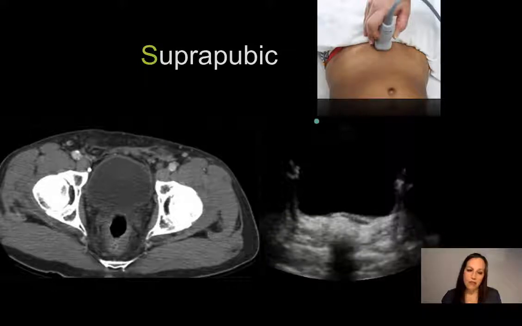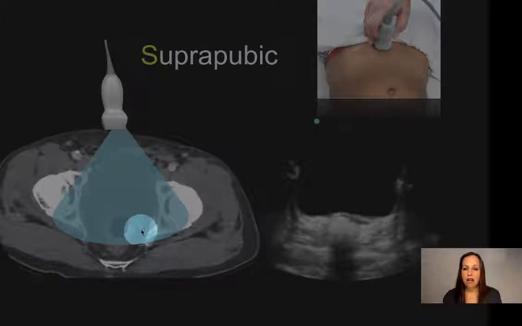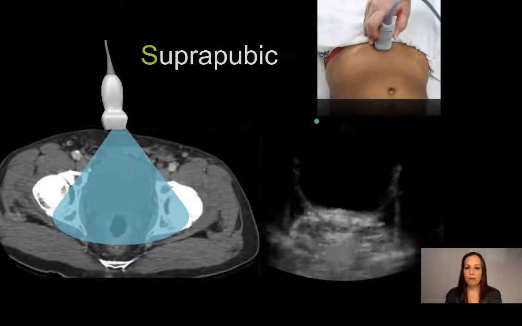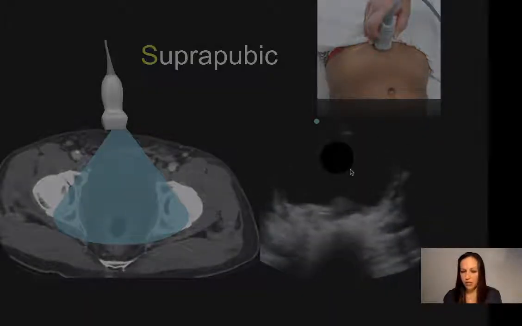Now we can look at this image, suprapubic with the indicator towards the patient's right. We have bladder here and rectum posteriorly. And what we're going to see on the image side by side, we can see the bladder looking like a rectangle, and we're looking for anechoic fluid posterior to that bladder.